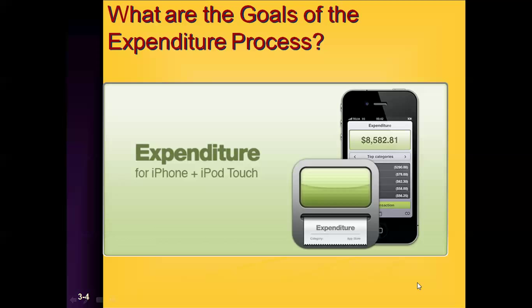Well, as you probably remember, we talked about the revenue process in our last discussion. Today, we're going to start with the expenditure process. Revenue is all about selling and getting your customers to pay you. Expenditures are all about spending money to get sales. So we're going to start off here again on what are the goals of the expenditure process.